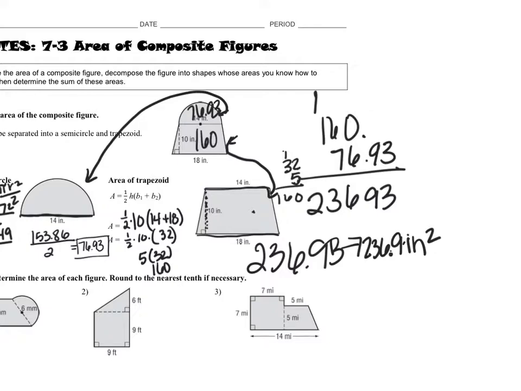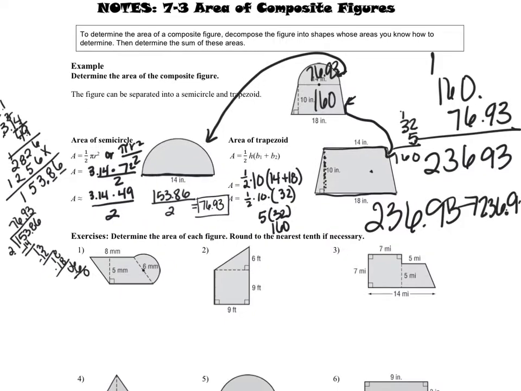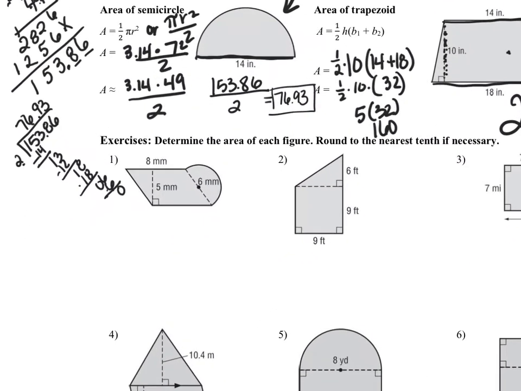So looking at this next one. This next one has two shapes. It's a semicircle and a parallelogram. Okay, so parallelogram is this shape right here. Do you see that? And then there's a semicircle.